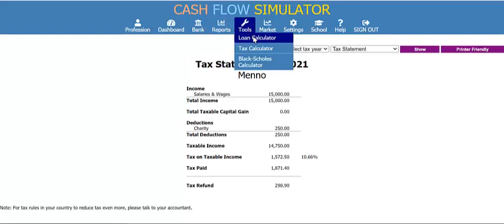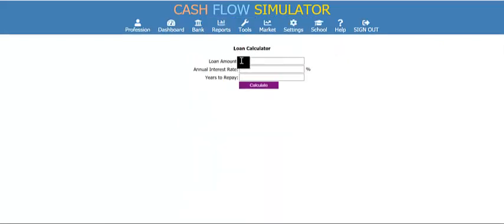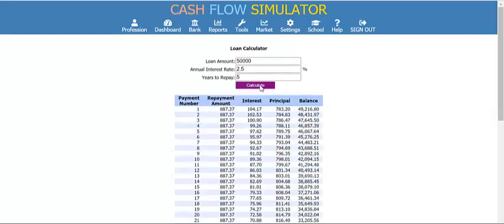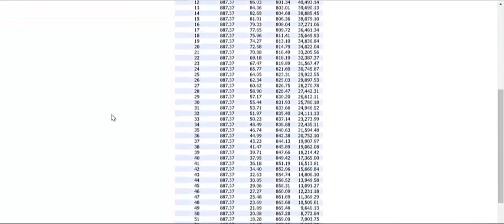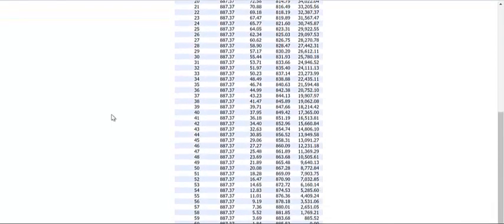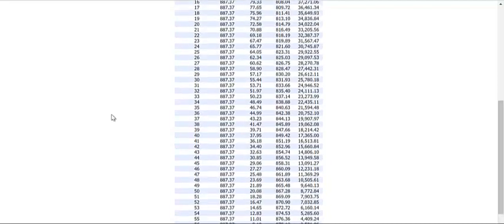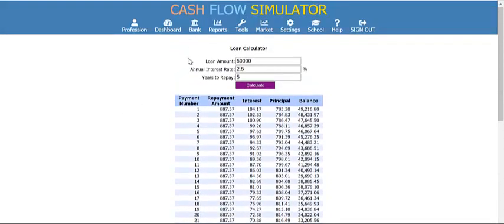Then we have a loan calculator, so you can actually calculate based off of loan amount, how much your annual interest rate is and the years to pay. So let's put in a quick example. So let's say you borrow 50,000 and we're paying 2.5% interest, and we're going to pay that off in, let's say, 5 years. Then it will show us what our repayments are going to be and what our balance is until we have paid that one off. And so there are 61 payments on that one.